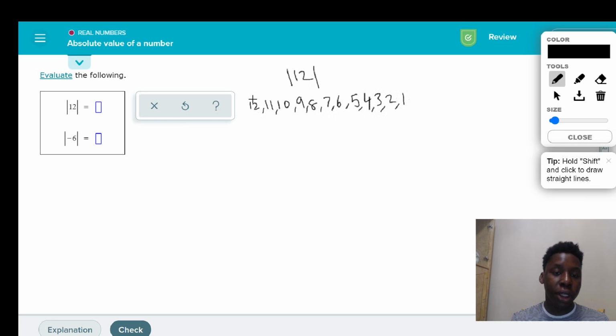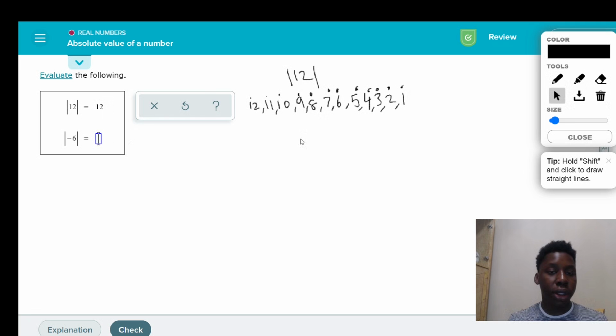If you count each step, this is one, this is the second, the third, the fourth, the fifth, sixth, seventh, eighth, ninth, 10, 11, 12. So it takes 12 steps for 12 to get to zero. That's going to be 12.